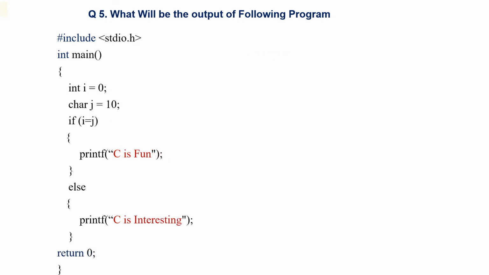So this is our next question. What will be the output of following program? And these are the options from where you have to select one correct answer. So if you minutely observe this program, it seems to be very confusing. You must be attentive while solving such kinds of questions in campus exams.